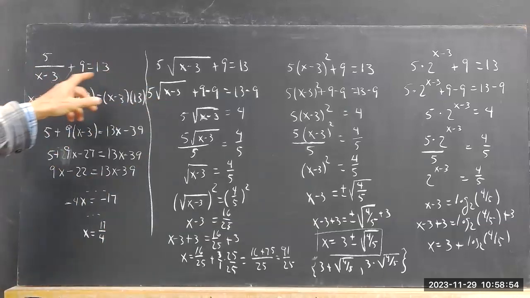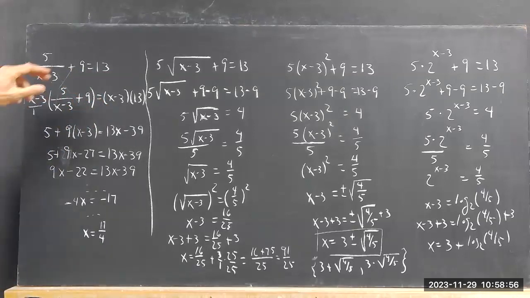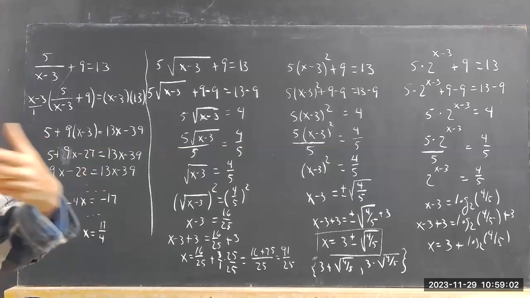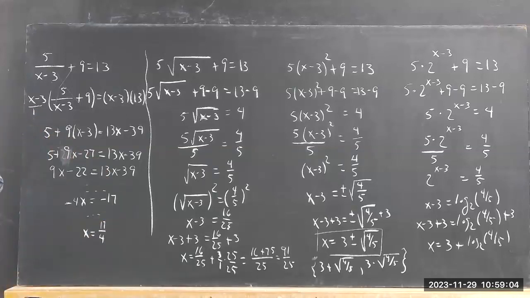Now, you could subtract the 9 from both sides before multiplying both sides by the denominator. That would actually be more efficient. But I'm emphasizing the idea that we want to multiply by the denominator, and it doesn't hurt to do it as quickly as possible. Okay, so we do that, and x minus 3 over 1 times 5 over x minus 3 just gives us 5. Okay, because the x minus 3 over x minus 3 is 1. We've already got a 1 there.